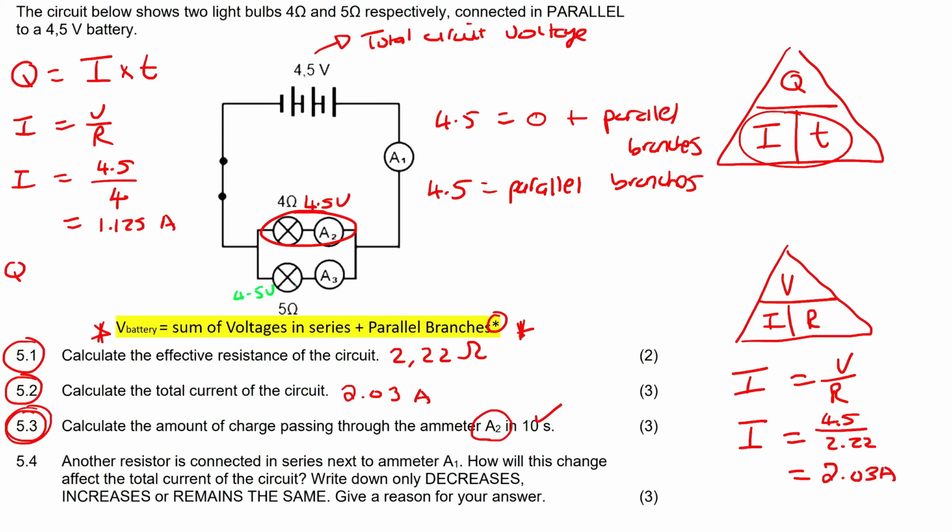And now we can go use the Q equals I times t formula. And the time must always be in seconds, which it is. And that's going to give us 11.25 coulomb.